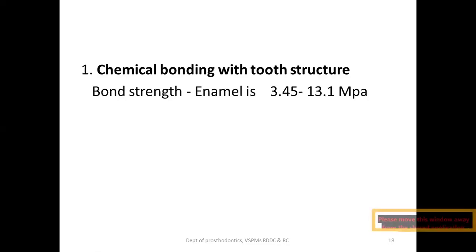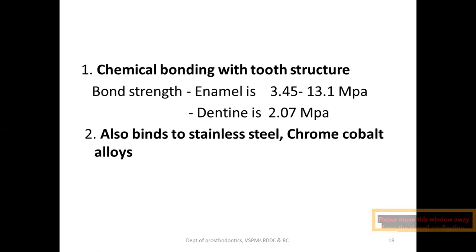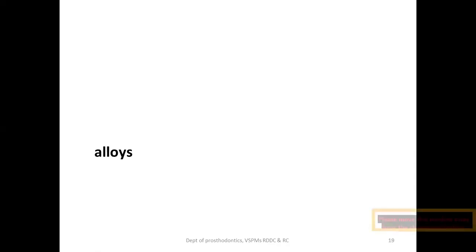The bond strength, as I said earlier, with enamel is more as compared to the dentin. It is 3.45 to 13.1 MPa in enamel, and in dentin it is less, 2.07. This is only because the inorganic content in enamel is more as compared to the dentin. So the bond strength of enamel is more as compared to the dentin. Not only with the enamel and dentin, it also binds to the stainless steel crowns or the chrome cobalt alloys.